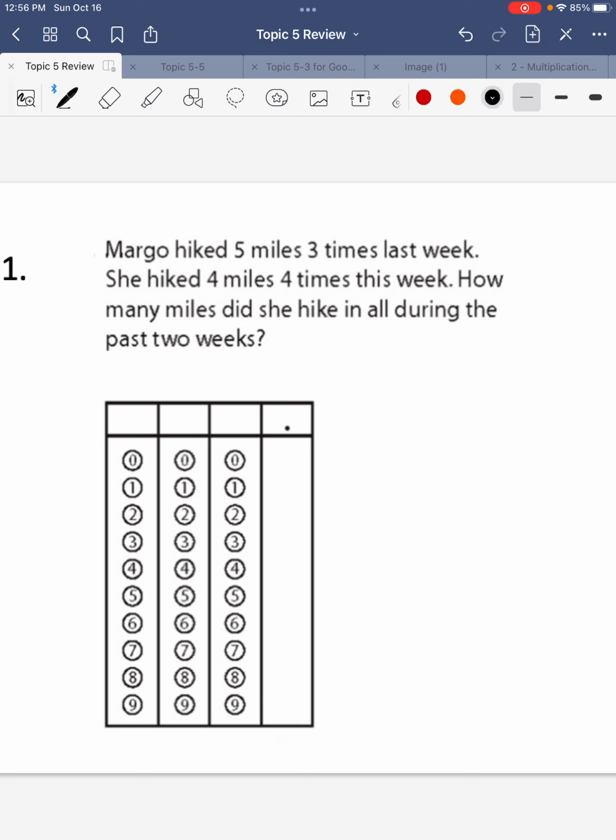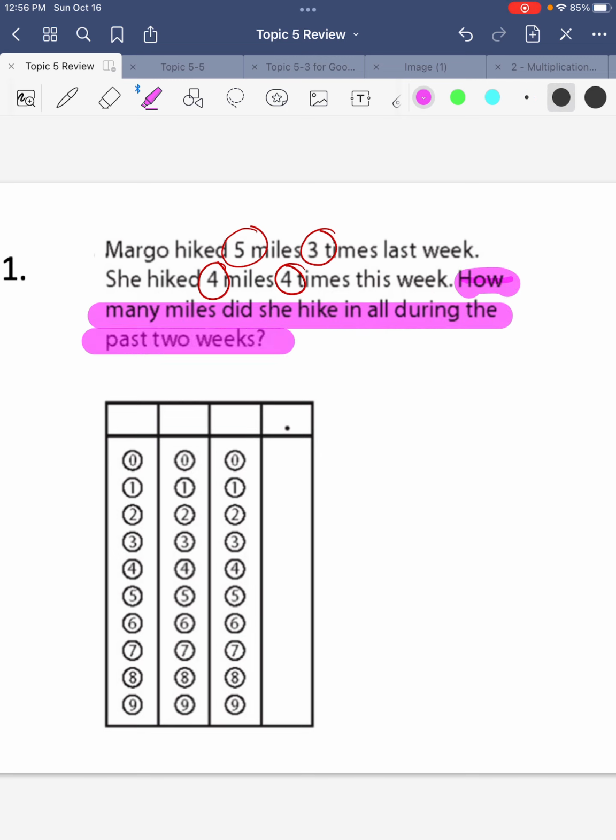I'm going to do my cubes. First, I'm going to circle my important numbers. So 5, 3, 4, 4. And now I'm going to underline my question. How many miles did she hike in all during the past 2 weeks? I forgot to circle this too.